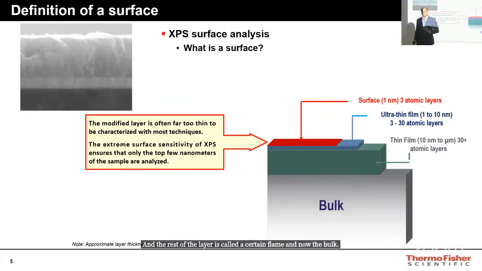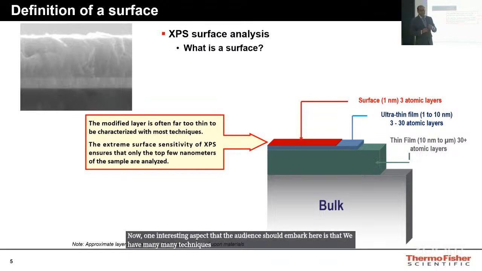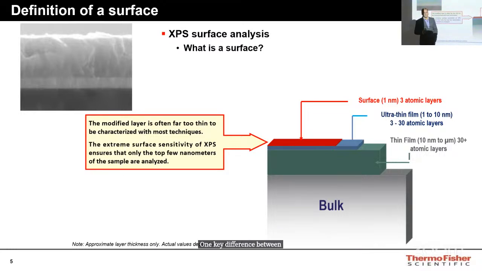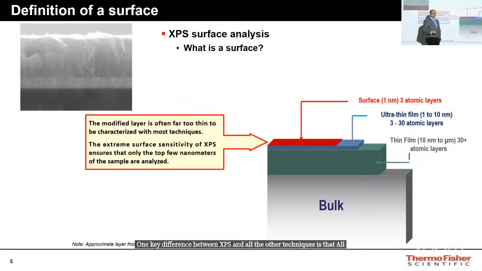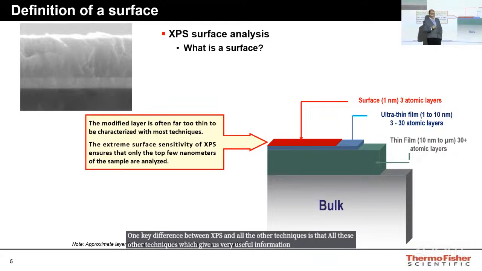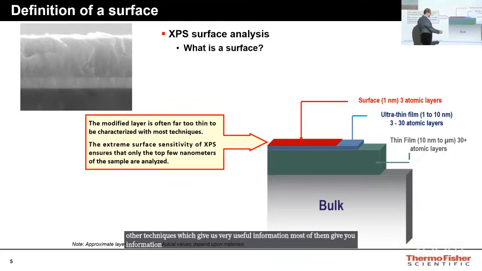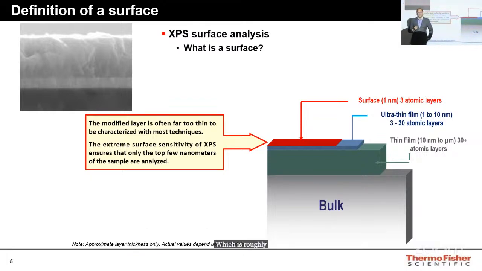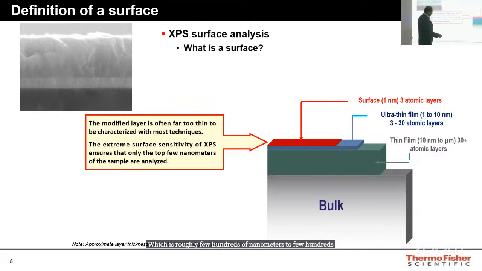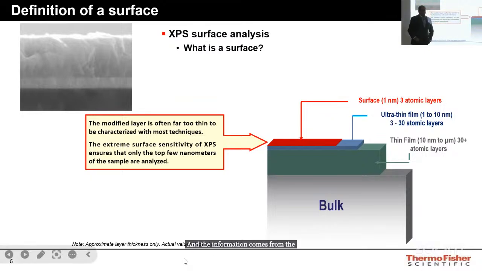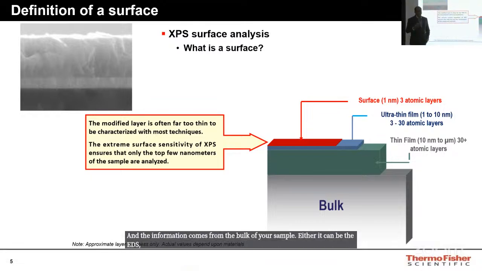Now, one interesting aspect that the audience should note here is that we have many techniques which give us very useful information. One key difference between XPS and all the other techniques is that most of them give you information from the bulk of your material, which is roughly a few hundreds of nanometers to a few hundreds of micrometers. It could be EDS, XRF, or XRD. But the difference is that XPS gives you information from the absolute surface, which is the top 10 nanometers.